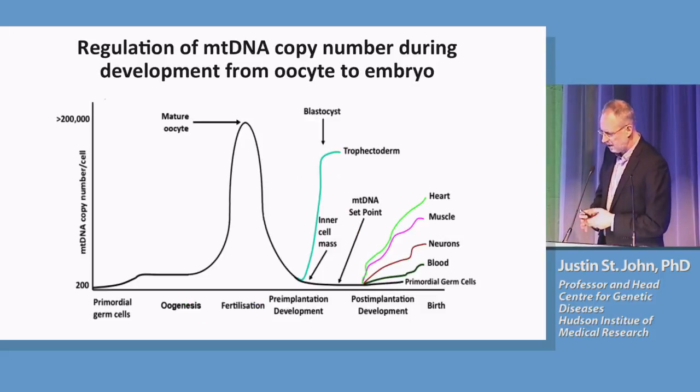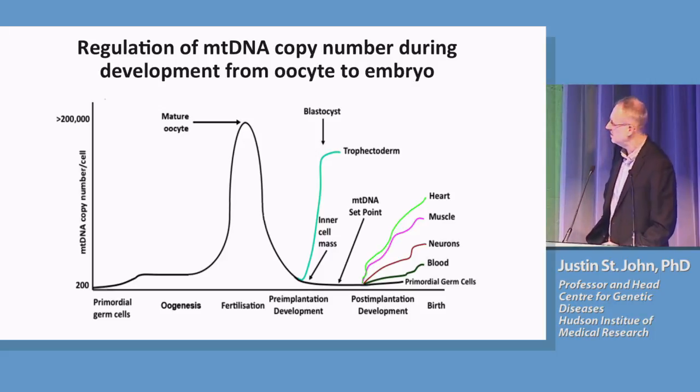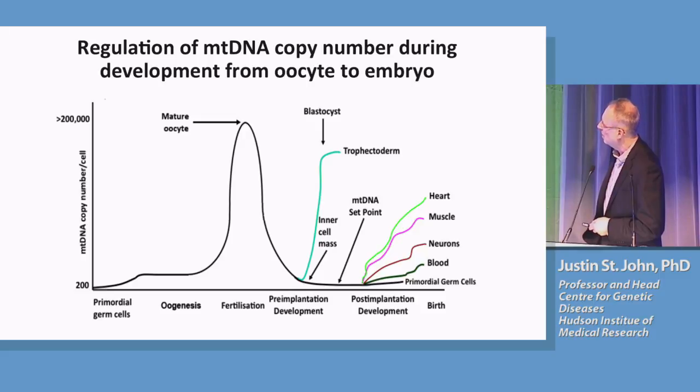Now, mitochondrial DNA copy number is very strictly regulated during development. The primordial germ cells, which are the very first germ cells that are laid just after gastrulation, have approximately 200 copies of mitochondrial DNA each. And as these cells differentiate into mature oocytes, mitochondrial DNA copy number increases exponentially from this low level of template that is available.